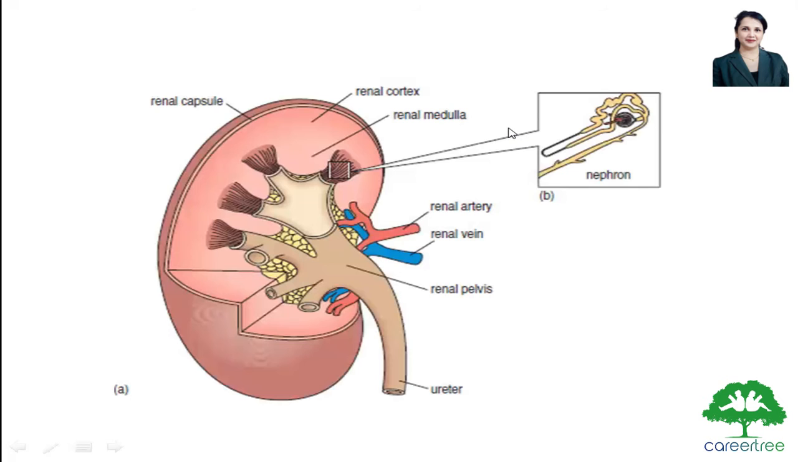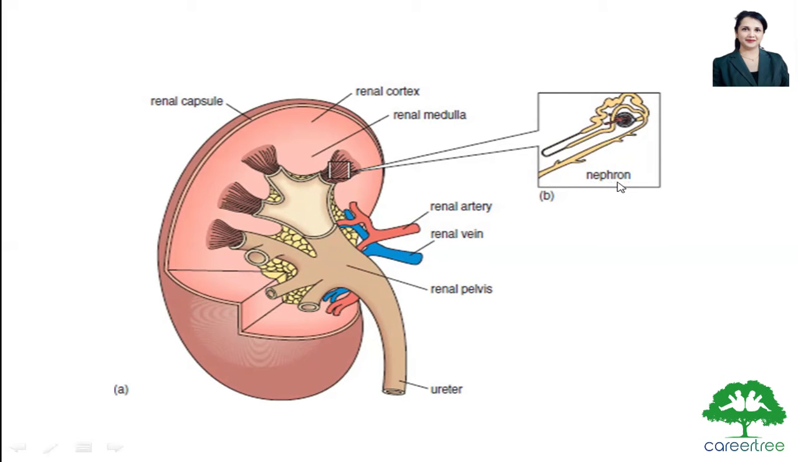Students, in the previous session, based on the excretory system, we have studied the internal structure of the kidney, that is, the outer cortex and inner medulla present in the kidney. Now we will study the kidney tubule or renal tubule, which is also called the nephron.